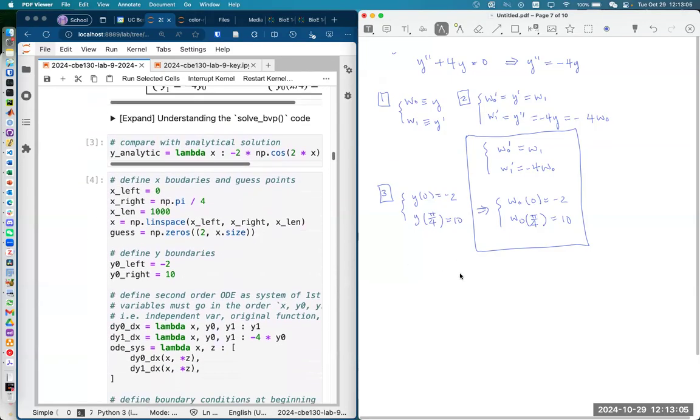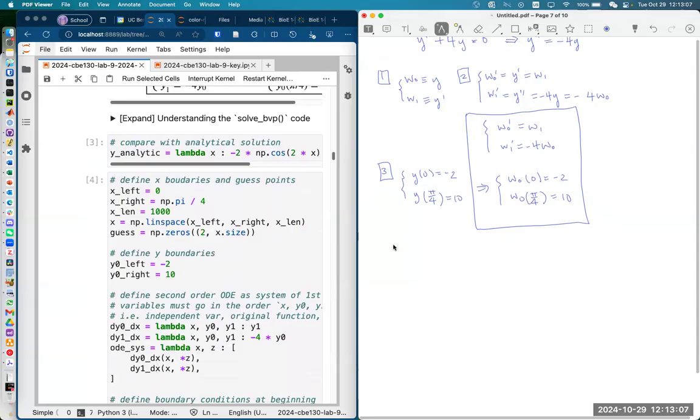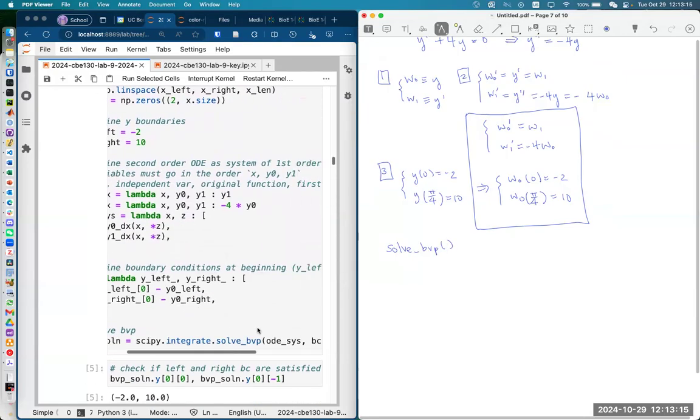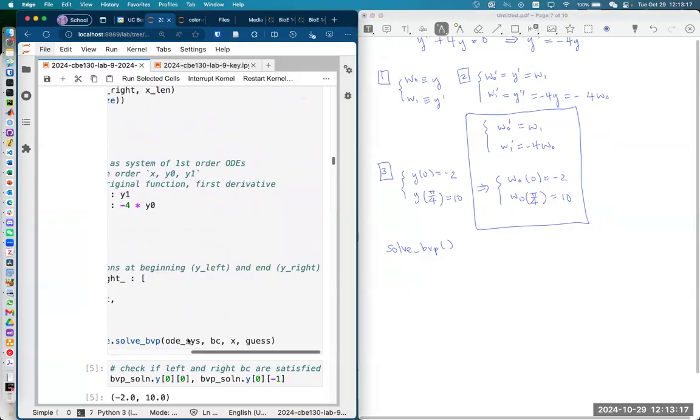Okay, and in this lab, instead of using solve_ivp, initial value problem, we'll need to use solve_bvp for boundary value problems. This is a little different from solve_ivp in terms of the things that we need. The first thing we need is the ODE system. This is the same as solve_ivp. So how do we rewrite this system in terms of ODEs?